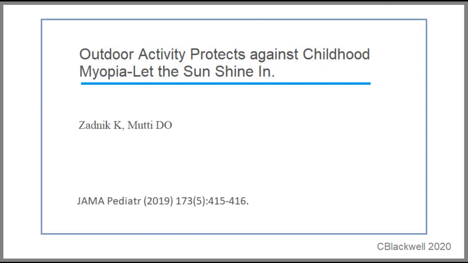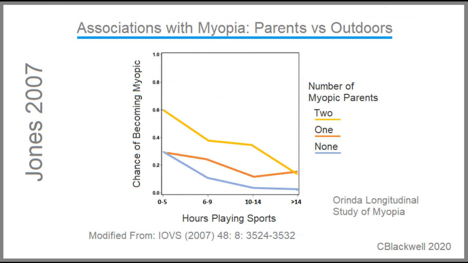In 2019, prominent researchers Zadnik and Mutti published an editorial on their views of myopia causes, near work versus sunlight. Consider this as one side of an expert point-counterpoint argument. Zadnik and Mutti identified outdoor time as important, specifically referencing the 2007 Jones graph.